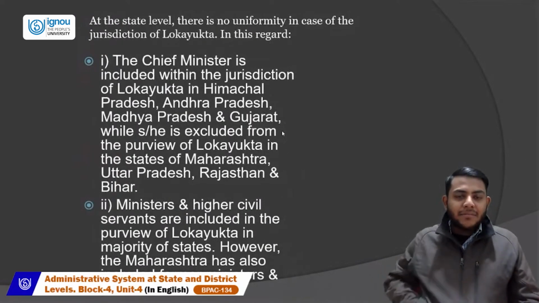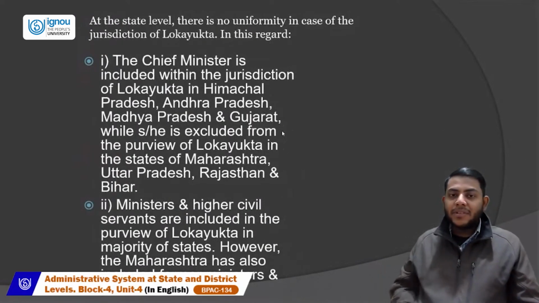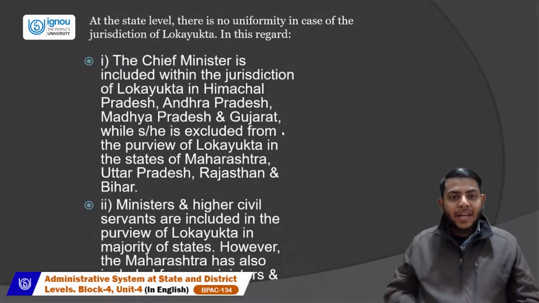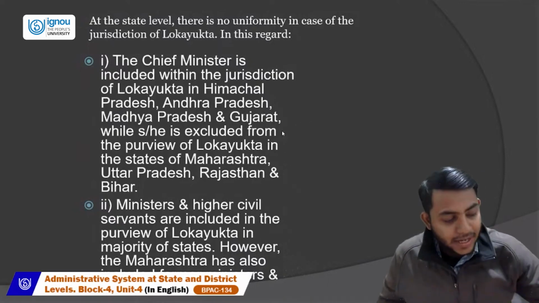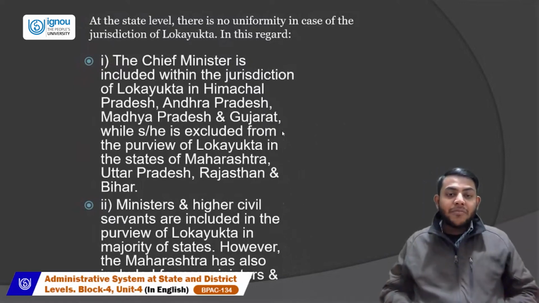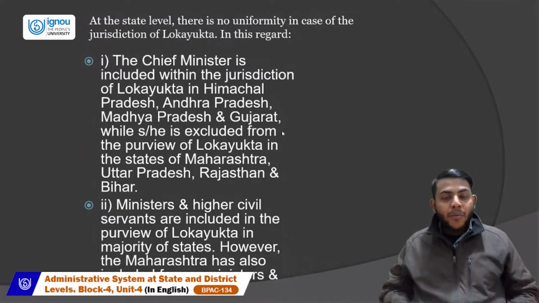At the state level, as we have observed, there is no uniformity in the case of jurisdiction of the Lokayukt. The chief minister is included within the jurisdiction of Lokayukt in certain states such as Himachal Pradesh, Andhra Pradesh, Madhya Pradesh, as well as Gujarat, while the chief minister is excluded from the purview of Lokayukt in certain states such as Maharashtra, Uttar Pradesh, Rajasthan, and Bihar.